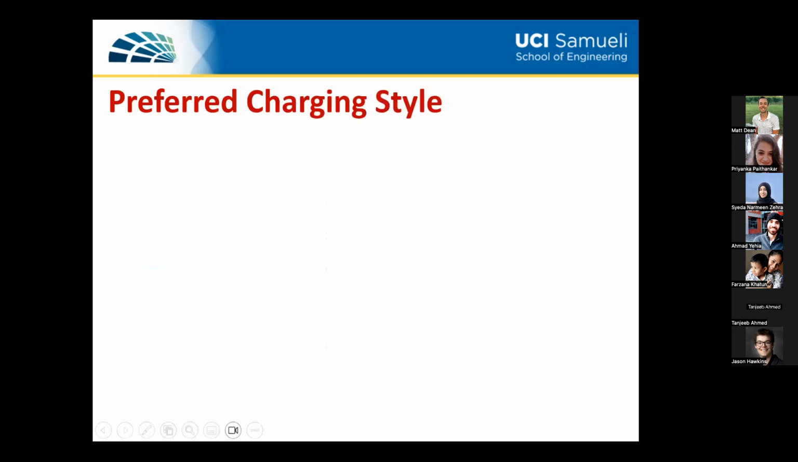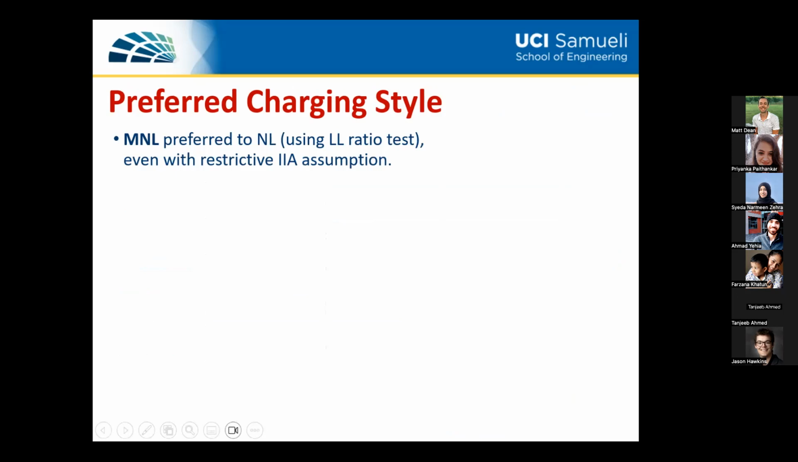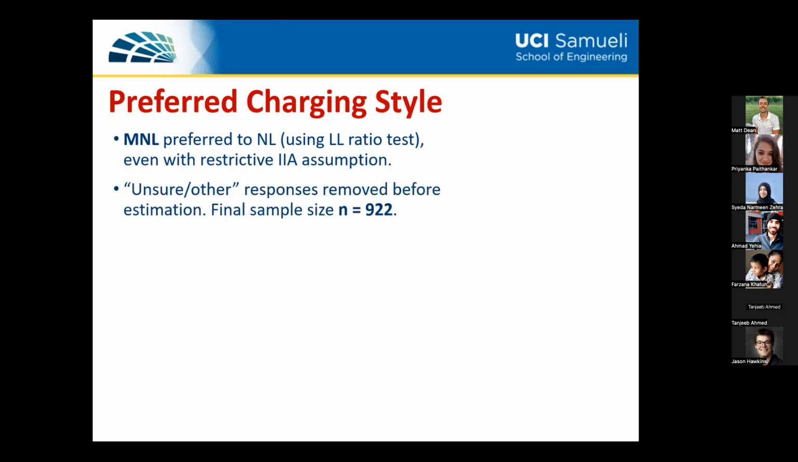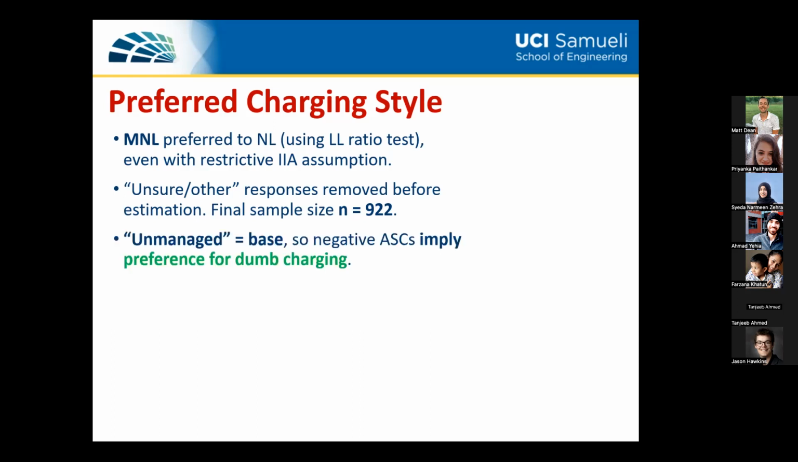Now, what about that model for preferred charging style? We first did a multinomial logit model and then looked at nested logits where we grouped together supplier managed charging options. We confirmed with a log likelihood ratio test that specification was not statistically different from the multinomial logit model, and so we ended up just using the multinomial model. We did play around with using ordering, but we were unsure exactly how to do the difference between nighttime versus grid strain days when we're ordering control, per se. We did remove the unsure and other responses from our final estimation, leading to a sample size of 922 respondents, and we use unmanaged as the base.